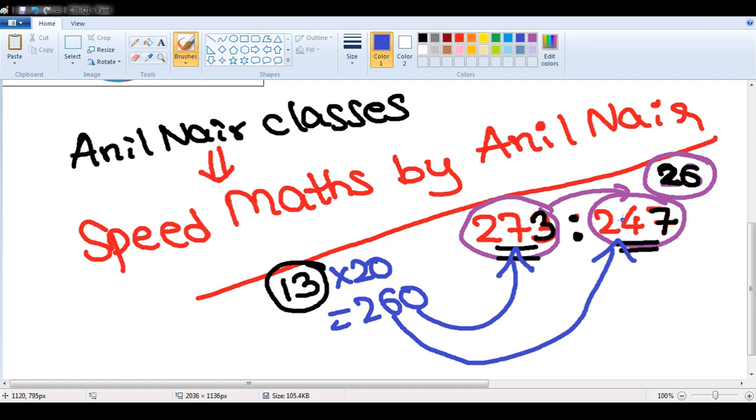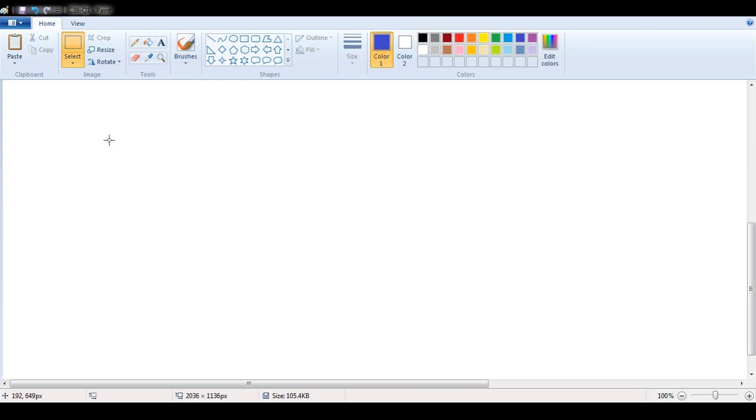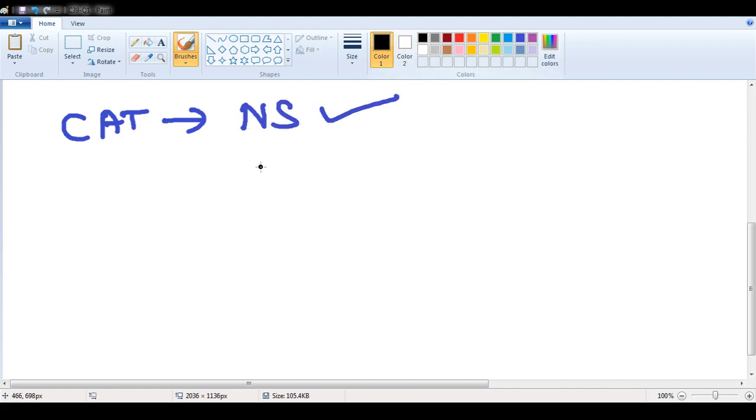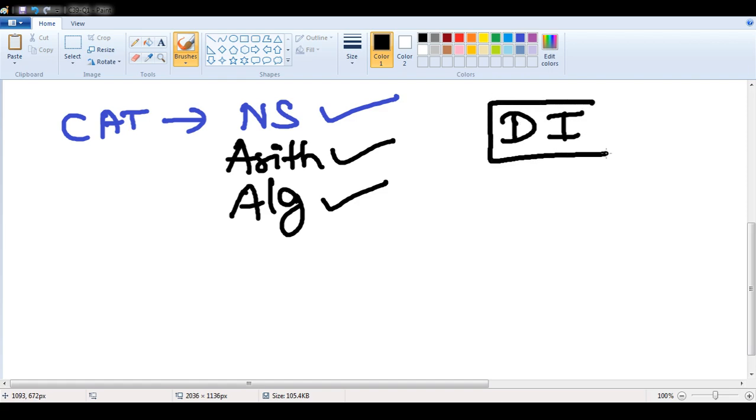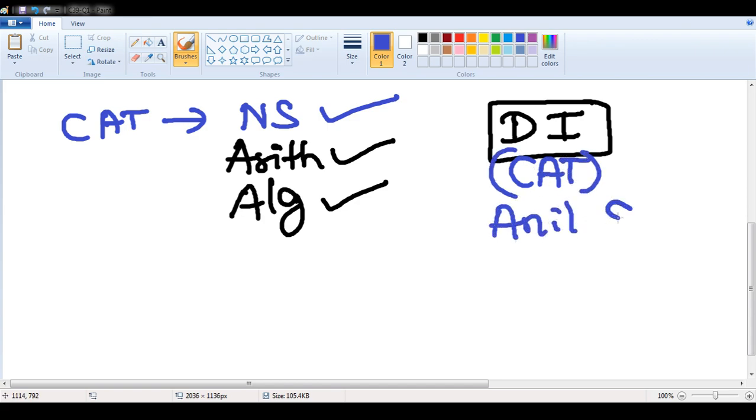Mohammed, previous year CAT questions on number system are already taken. On arithmetic, it is already taken. On algebra, it is also taken. We have started very recently with the DI, not the previous year CAT questions on data interpretation, but CAT level questions on data interpretation, which is what Anil sir is taking. Slowly we will move on to those questions also, sir.